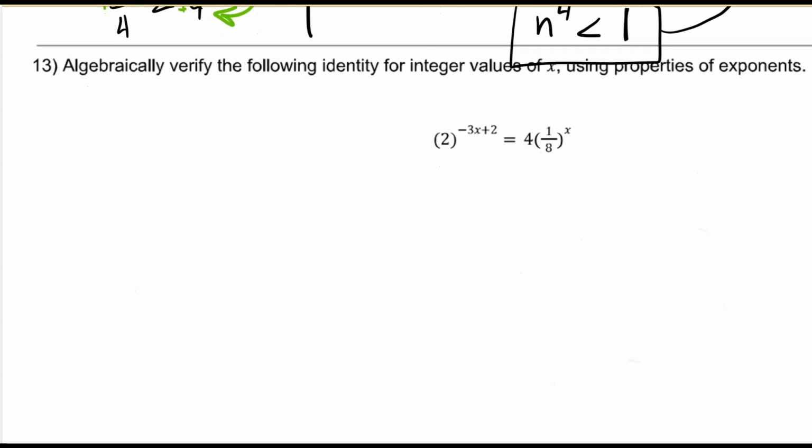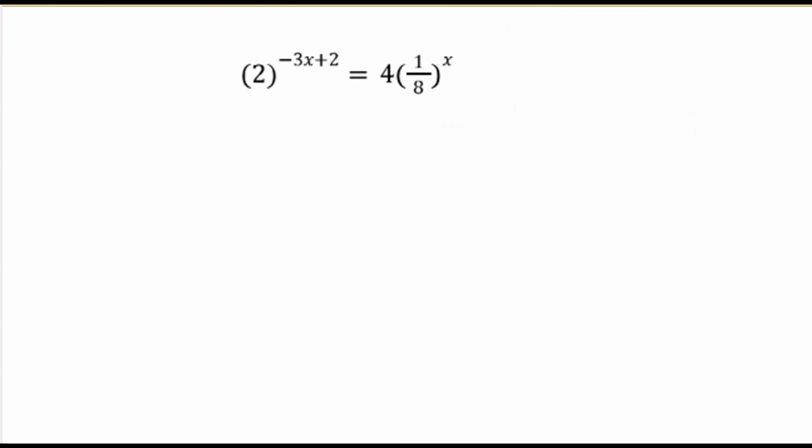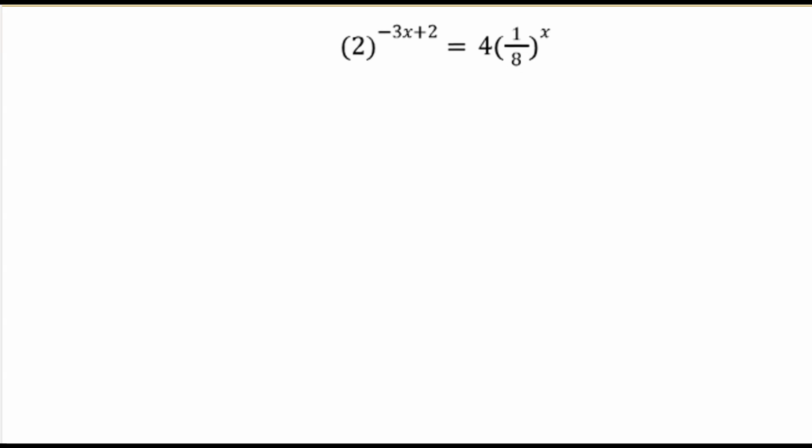Okay, so for the last one here, I want to algebraically verify the following identity for integer values of x using the properties of exponents. So essentially, I want to get either the left-hand side to look like the right-hand side, or vice versa, the right-hand side to look like the left-hand side. For this one, it doesn't really matter, but I can expand those exponent rules and then work backwards pretty easily, or I can get all of these to have bases of 2 and do that pretty easily as well. I'll show you both options just so you have the option to choose which one is easier for you.